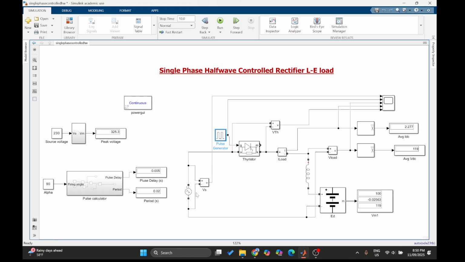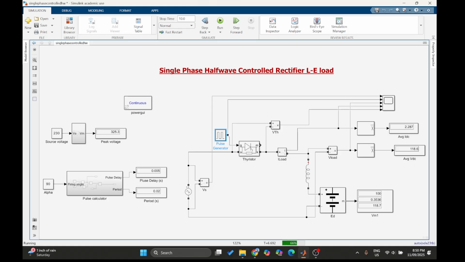I have a voltage measurement block to measure the source voltage here, which is Vs. I have VTH, which will measure the voltage across the thyristor, and Vload will measure the voltage across the load. Vload is given to the mean block to find the average DC voltage, and a current measurement block is used to measure the IDC, and it is given to the mean to find the average DC current. Signals from all of these are given to the scope, and let's run.